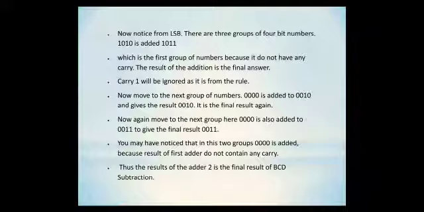Now again move to the next group. Here zeros are also added to 3. The binary value 0011 gives the final result 0011, which is 3 only. You may have noticed that in these two groups zeros are added because the result of the first adder does not contain any carry. So the result of adder 2 is the final result of BCD subtraction.